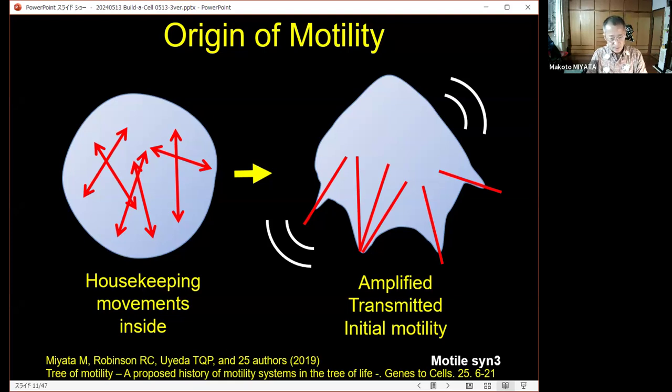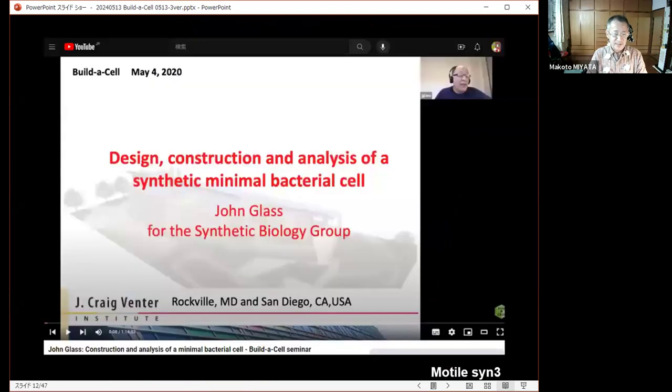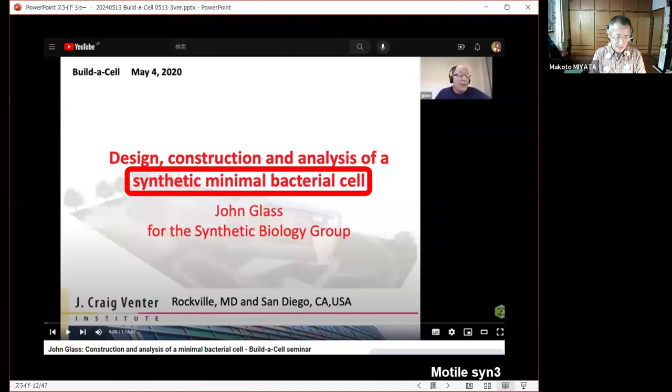So we wanted to discuss this idea based on experiments. Then we remembered an interesting system. That is a synthetic minimal bacterial cell. It was introduced in this seminar series by Professor John Glass at the J. Craig Venter Institute.